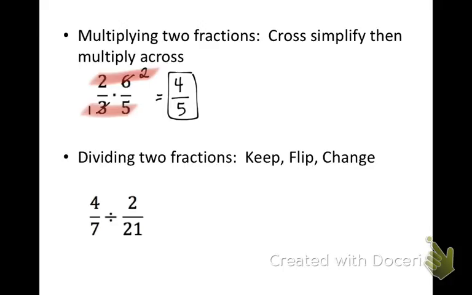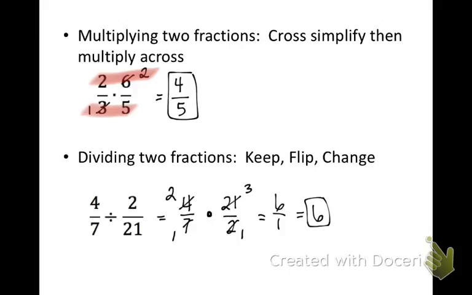With dividing, we need to keep in mind KFC: keep, flip, change. Keep the first fraction, flip the second fraction, change to multiply. Again, we're going to cross-simplify. 4 and 2, I can divide both of them by 2, so I get 2 and 1. I can divide 21 and 7 both by 7. If I divide them by 7, I get 3 and 1. Now multiplying across, I'm going to get 6 over 1, which is just 6. Never leave your answer as over 1.